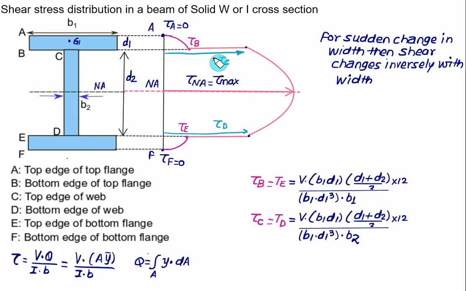Again we have tau B by tau C. We have a same ratio here. You have to write this ratio in an inverse proportion. At B we have width equal to B1, so it is inversely proportional, so it is B1. At C we have width equal to B2. So objective question you can get on the change in the width, sudden change in the width.